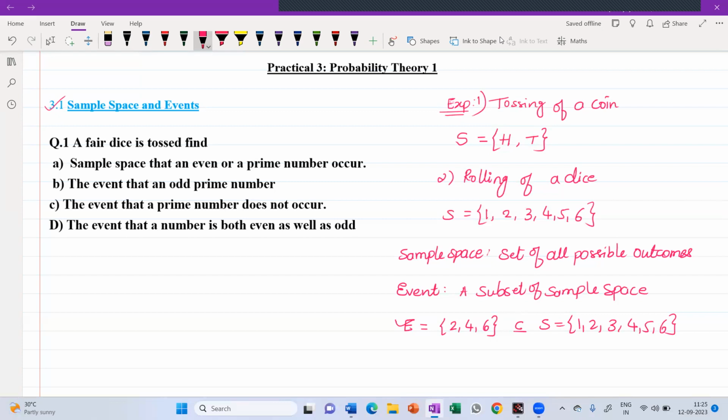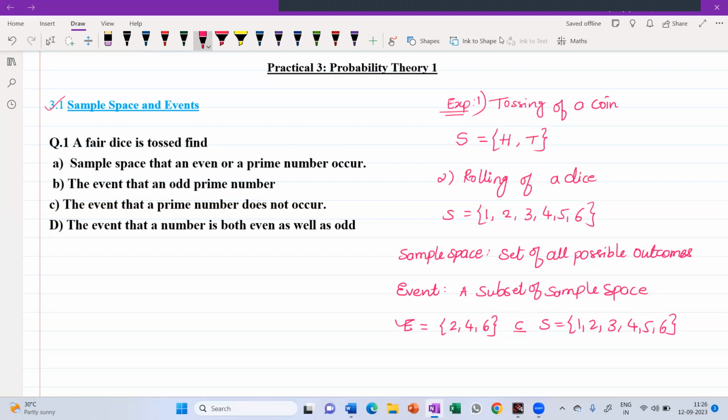Event is a subset of a sample space. In a sample space, we write all the possible outcomes, but in an event, we write only those elements which are required. I hope with this you have understood the concept of sample space and event. Let us read the question, and then we'll understand the SCILAB code. Here is the question, which says that a fair dice is tossed. We all know how many possibilities are going to come: 1, 2, 3, 4, 5, 6.